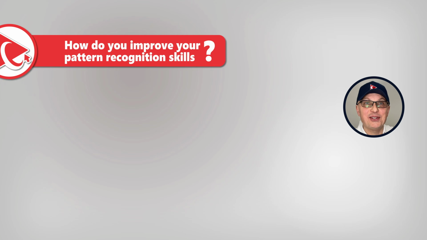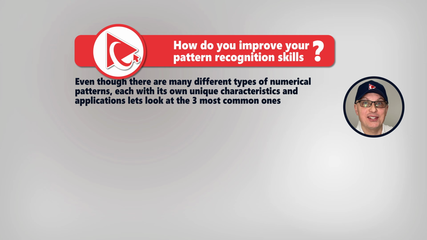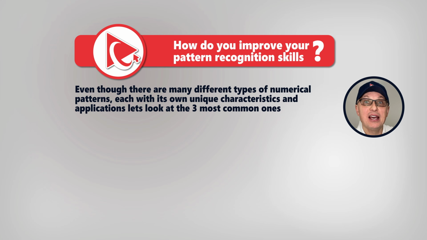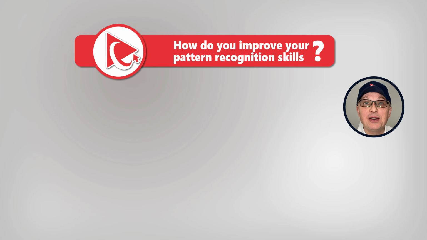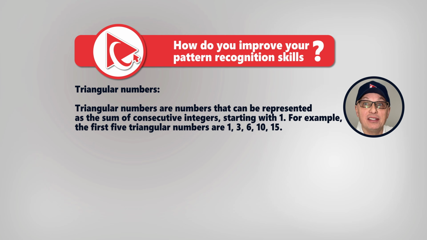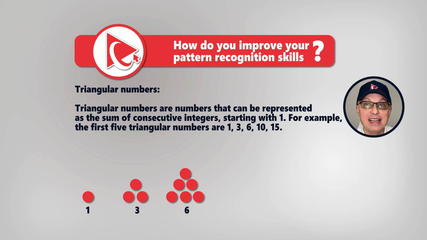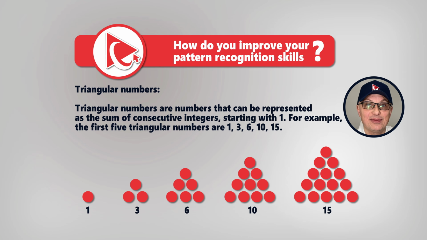I get a lot of questions on how to improve your pattern recognition skills. Let me share with you 3 common patterns we frequently see on the test. Let's start with triangular numbers. Triangular numbers are numbers that can be represented as a sum of consecutive integers starting with 1. For example, the first 5 triangular numbers would be 1, 3, 6, 10, and 15.